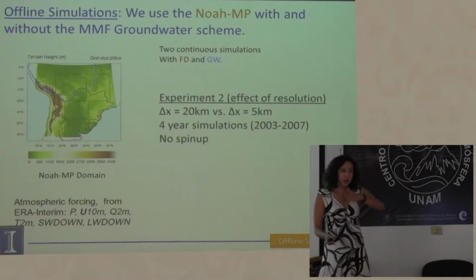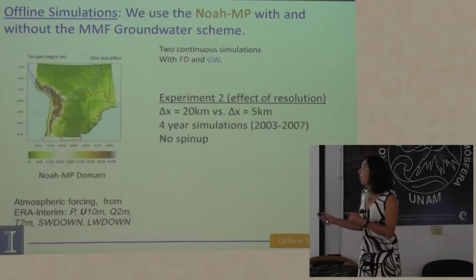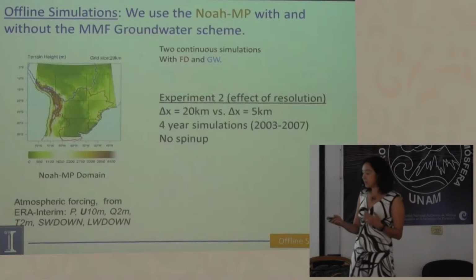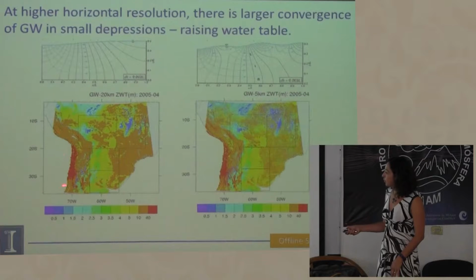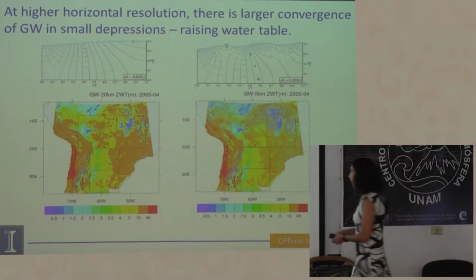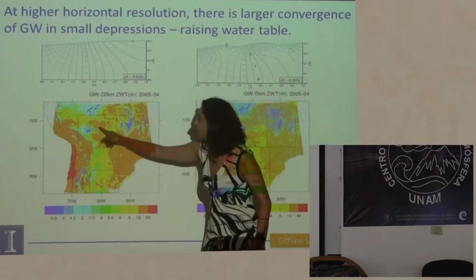Okay. So now let's go to one more experiment that we did, where we compared the 20 kilometer versus a 5 kilometer resolution. These are only 4-year simulations, no spin-up. All we wanted to do was see how resolution affects this simulation. So this is the groundwater depth with a 20 kilometer resolution, and this is the groundwater depth with a 5 kilometer resolution. So what do you see? Look at all these regions. Look at this region here, okay, versus this.